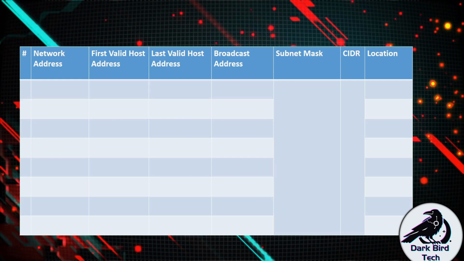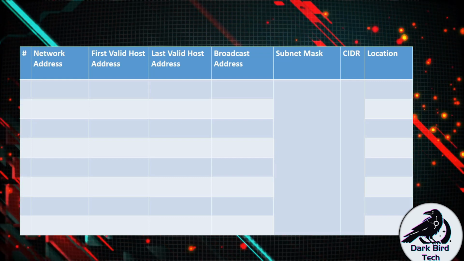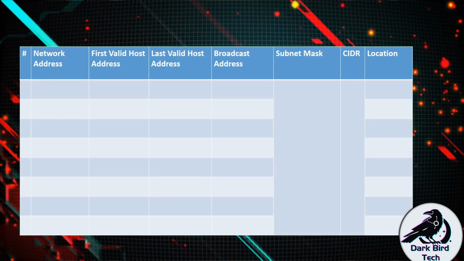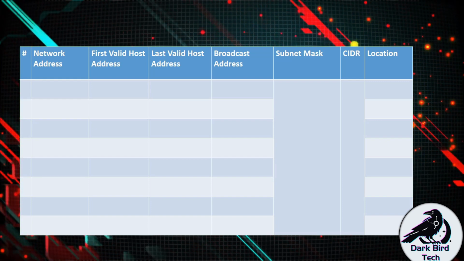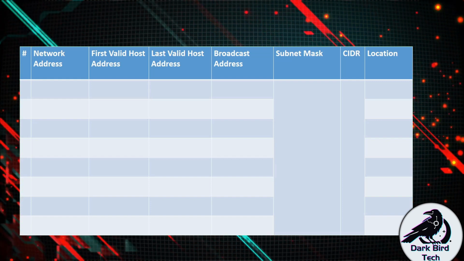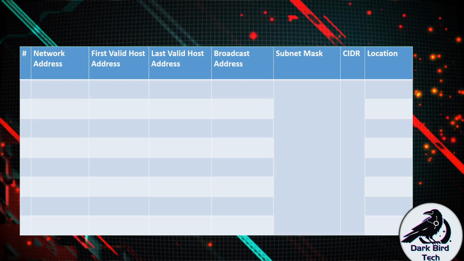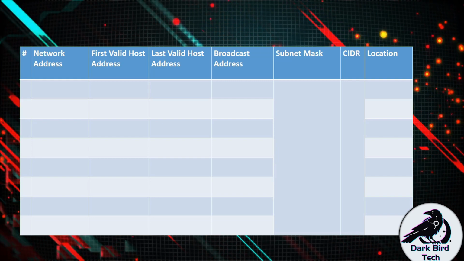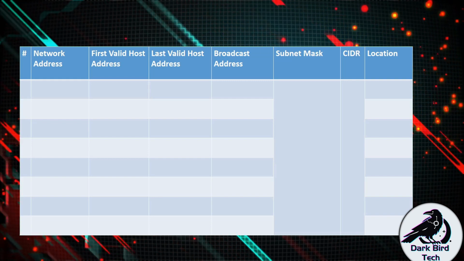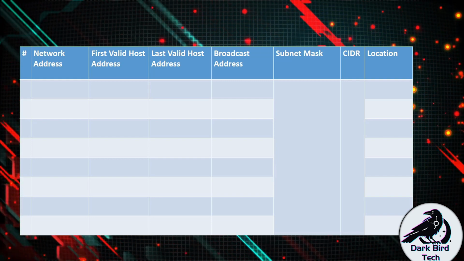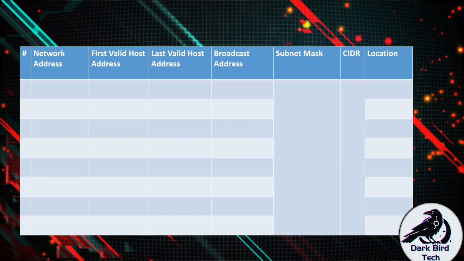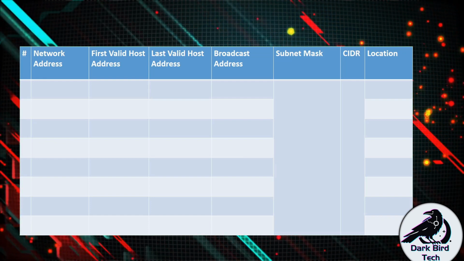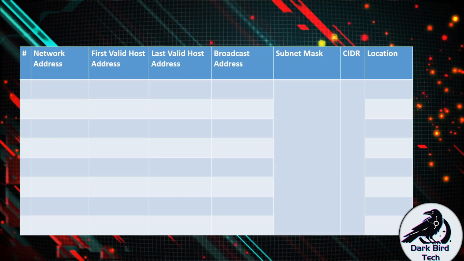So let's start out with some extra columns, like the subnet number all the way on the left hand there. Then we'll still have the network address column, the first valid host address column, the last valid host address column, which are very useful because those are addresses that we can use, the broadcast address, the subnet mask, something called CIDR, I'll explain it just now, and then to turn this table into something a little bit useful later, a location column, which will be pretty cool when we get to it.